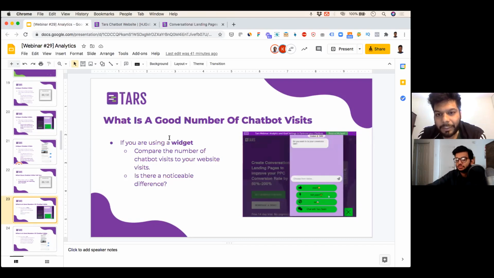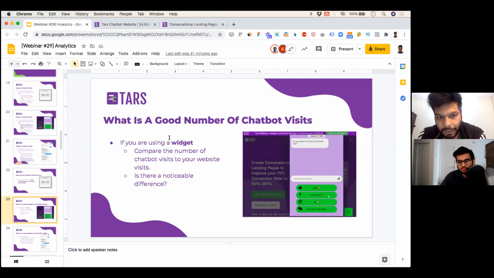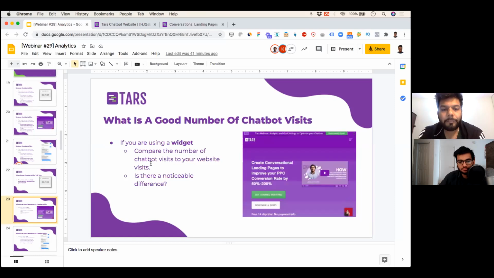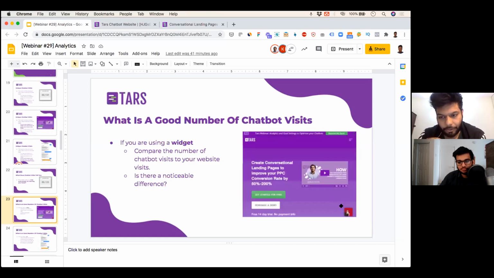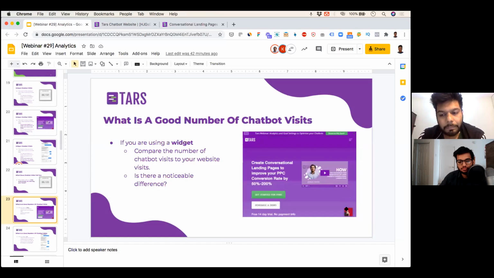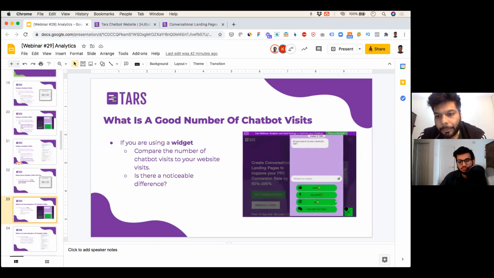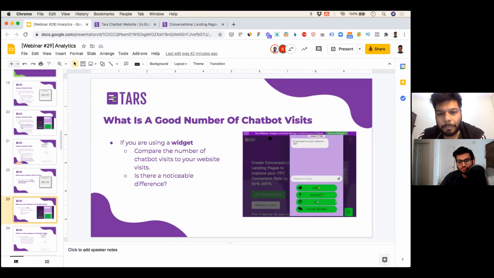So this is something we recommend as well, how you can actually increase the number of people coming to your chatbot. The first way to use the bot is on your website. You have a website or web application, and you add the bot as a widget in there. First up, you need to understand what's a good number of chatbot visits.